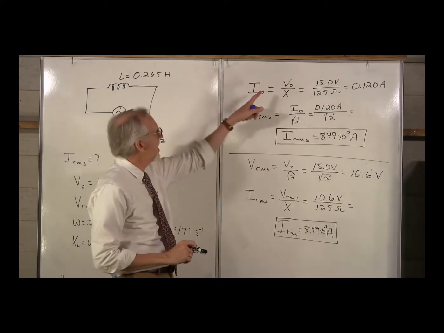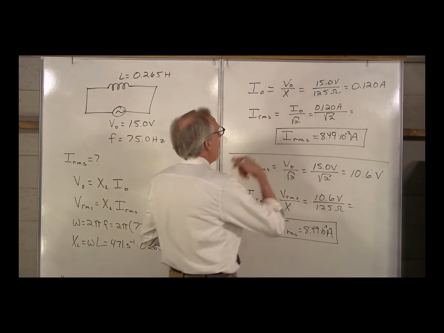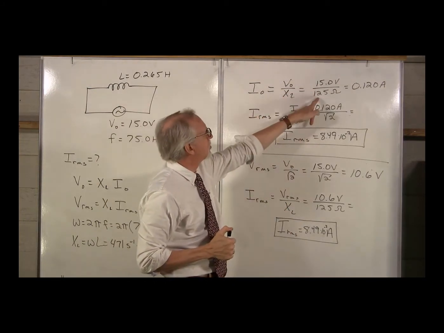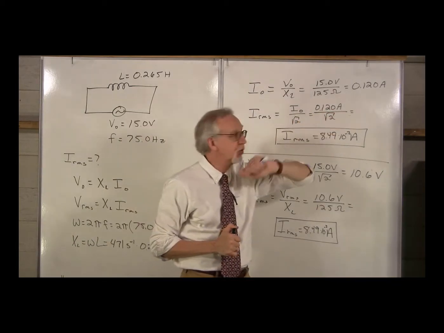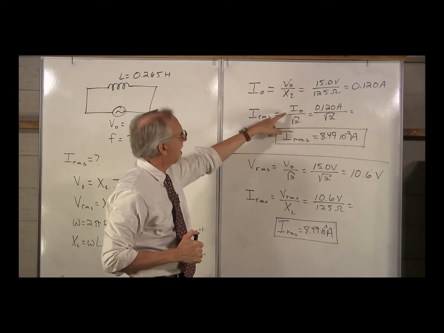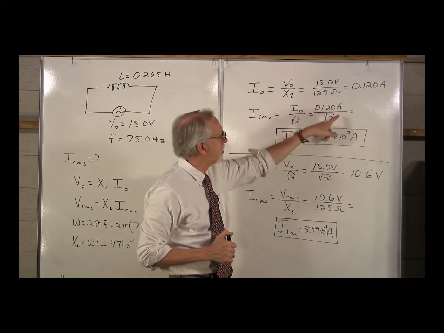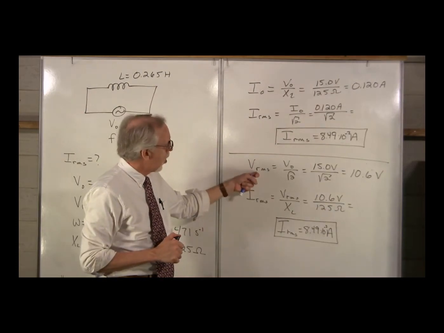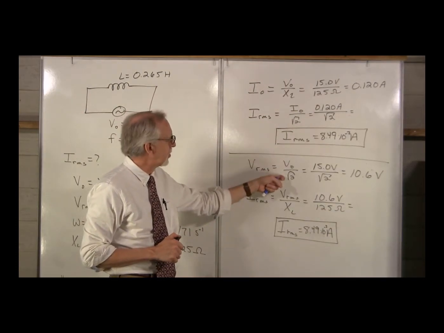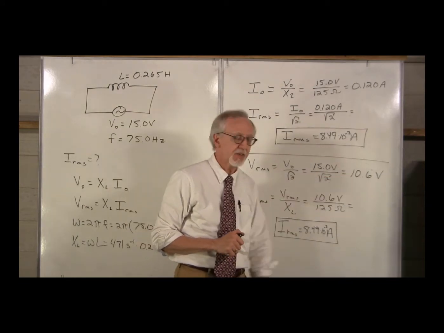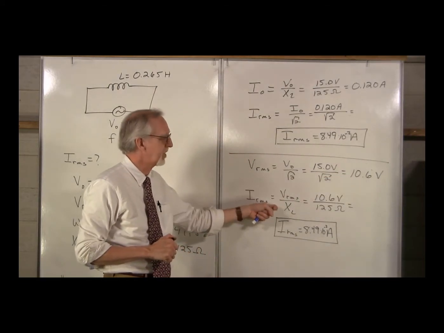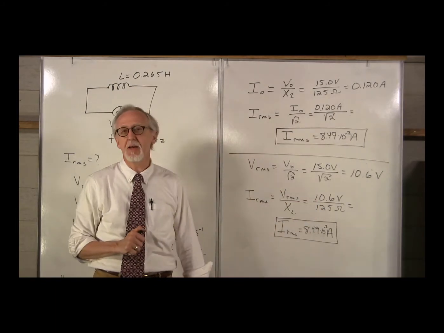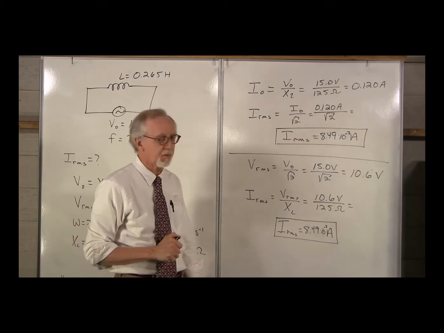Two different ways again. I naught is V naught over XL, which is 15 volts over 125 ohms, or 0.120 amps. IRMS is I naught over root 2, 0.120 amps over root 2, or 8.49 times 10 to the minus 2 amps. Or we could use VRMS as V naught over root 2, 15 over root 2, which is 10.6 volts, and IRMS is VRMS over XL, 10.6 over 125 ohms, 8.49 times 10 to the minus 2 amps. Again, exactly the same thing.